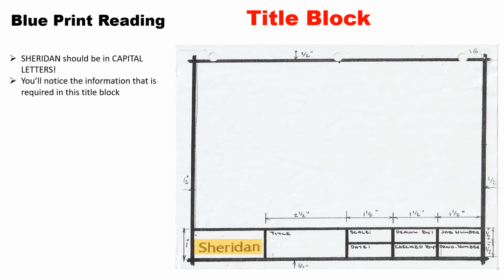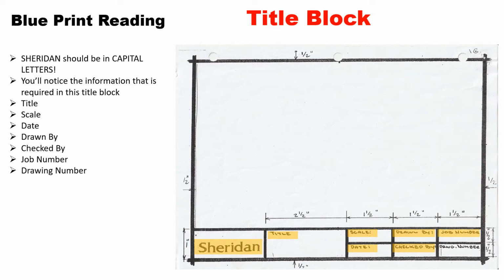You'll notice the information that is required in this particular title block. It's different with different schools, and it's different with different companies, organizations, etc. But this one, you have to write in title, you have to put scale, you have to put the date, drawn by, which would be your name, underneath that, checked by, so you could put my name underneath there, the job number, and the drawing number.